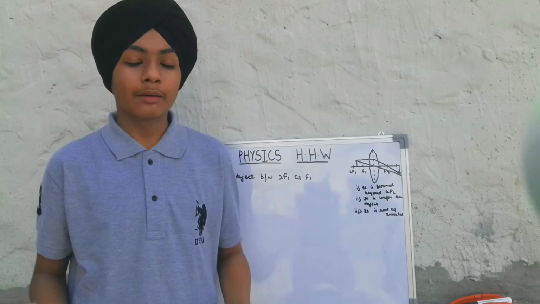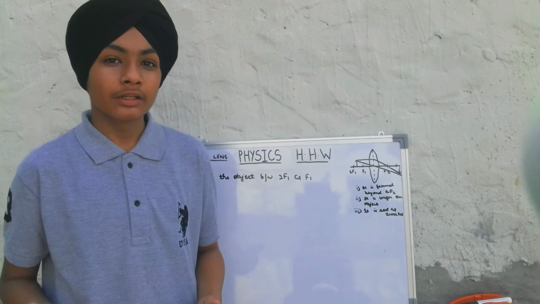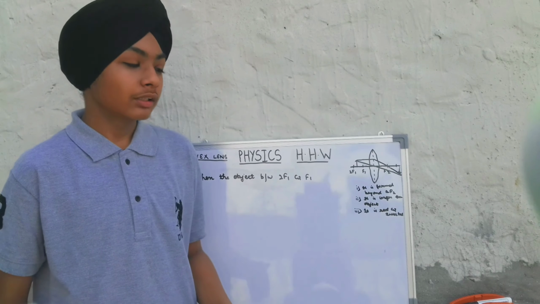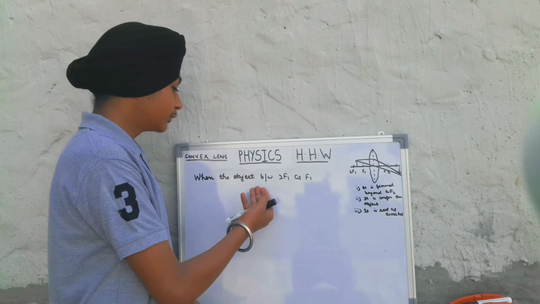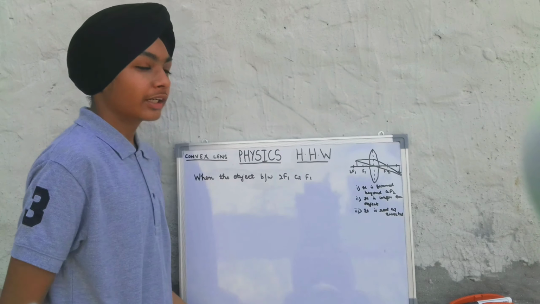Today I am going to explain the physics holidays homework, which is convex lens and concave lens. So first we draw the image when the object is between 2F1 and F1. So let's draw the image.